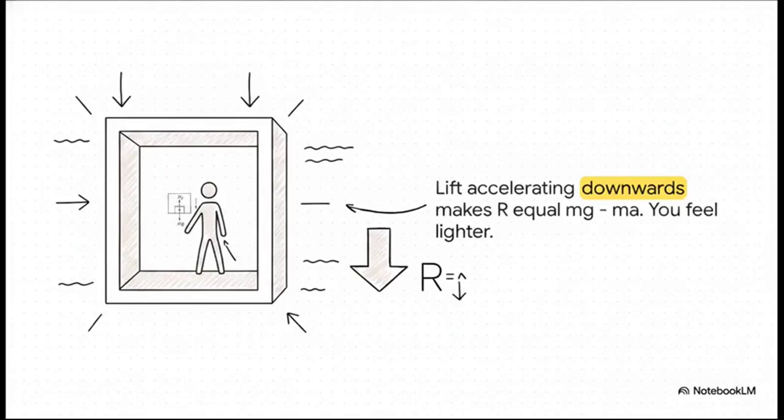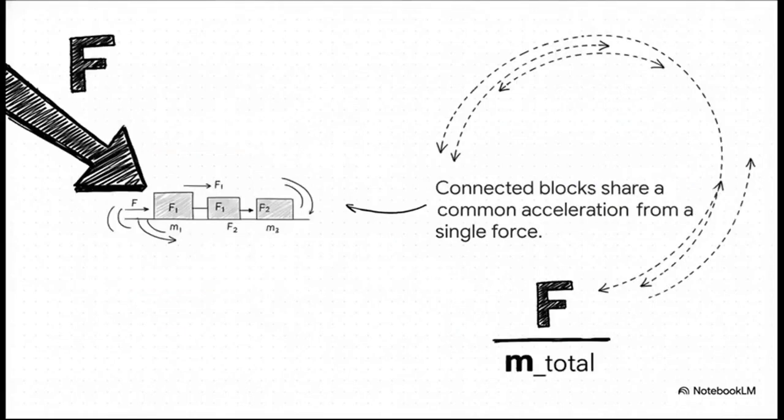from you a bit. The normal reaction force required to support you completely decreases. Now, R equals mg minus a. This sudden decrease in the upward push on your feet is exactly why you get that crazy, weightless, stomach-dropping sensation. Now, if we zoom out from lifts to connected bodies, observe how a single external force, F, pushes on a whole system of 3 connected blocks, M1, M2, and M3.